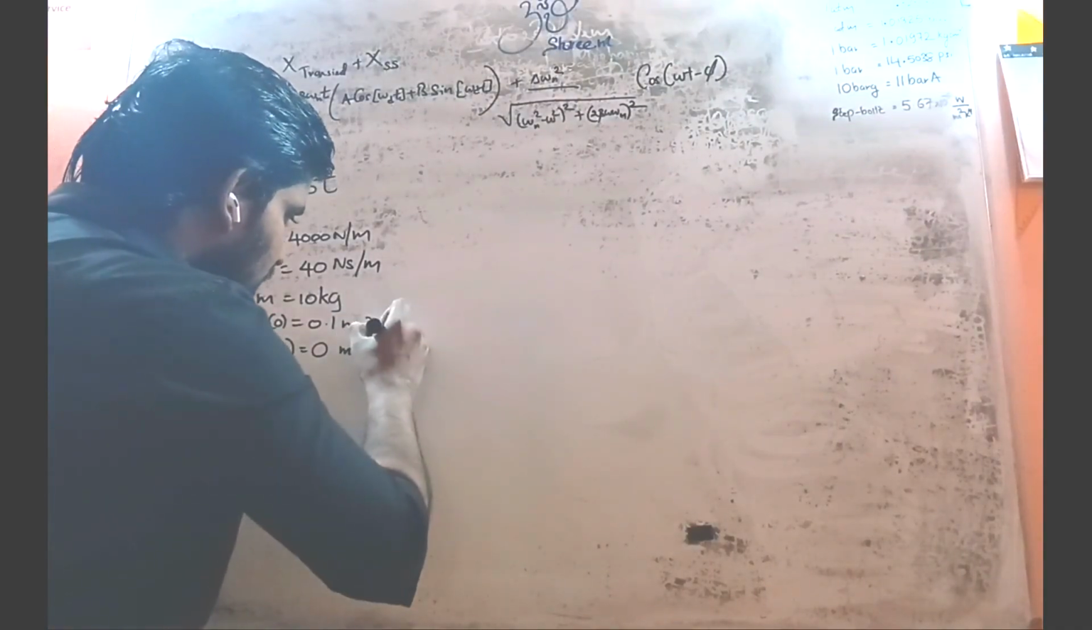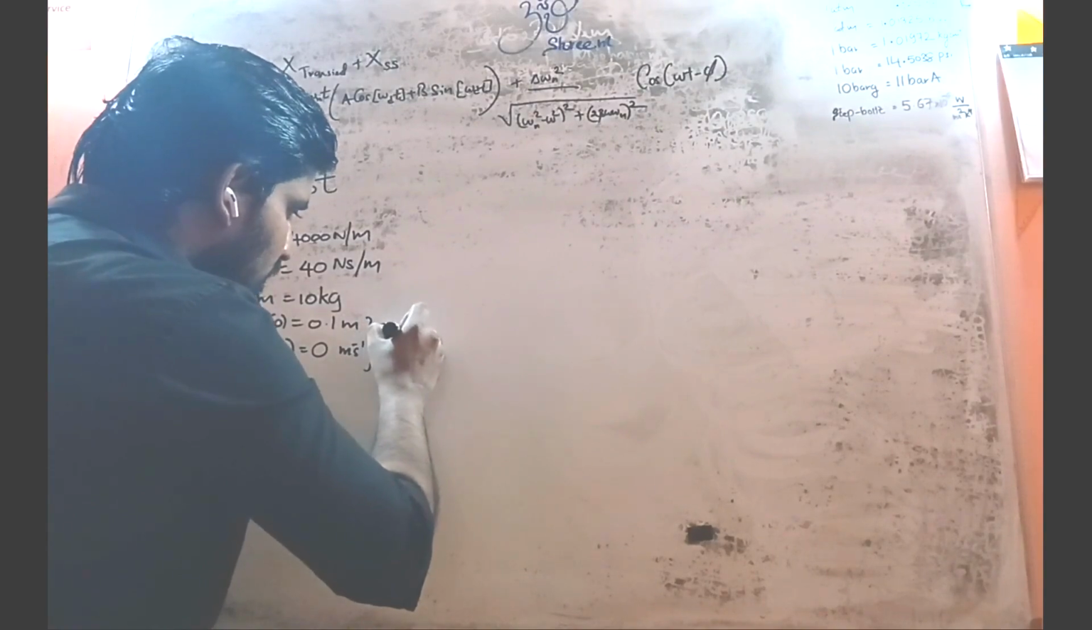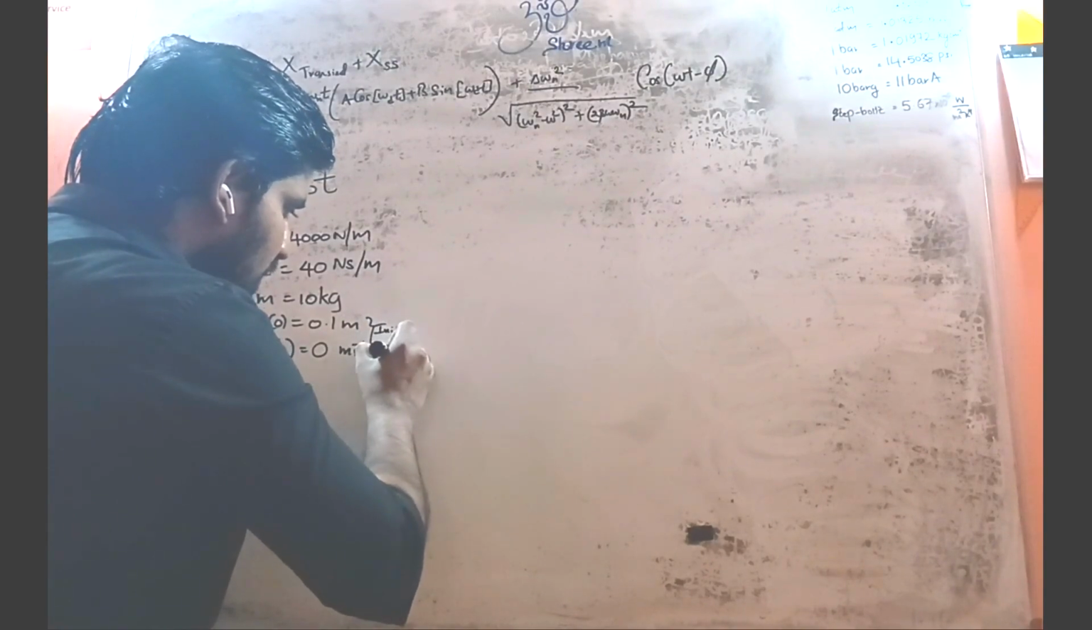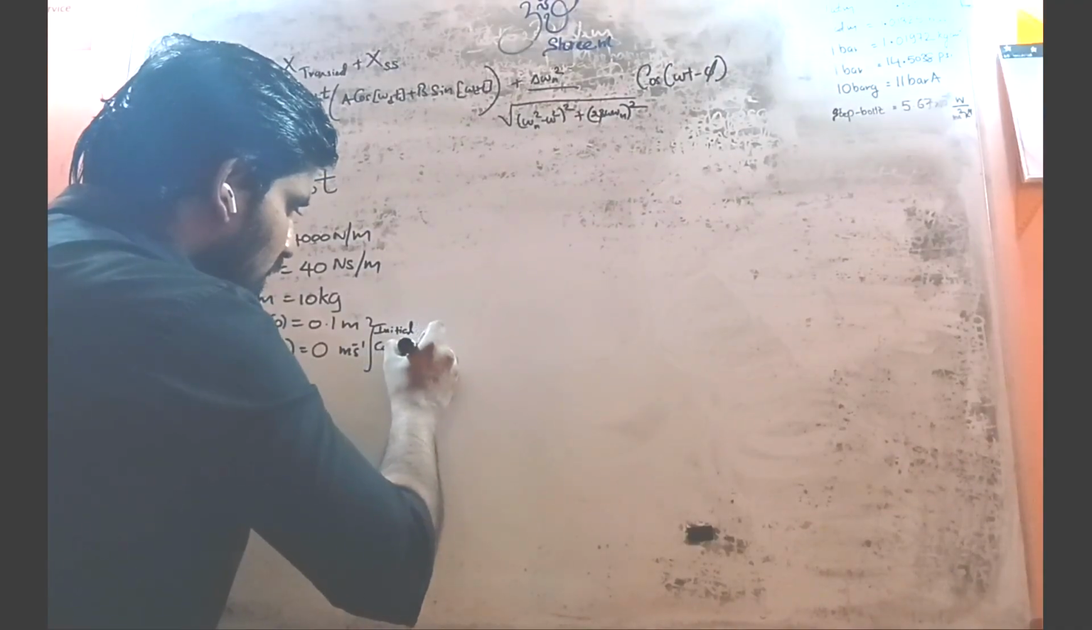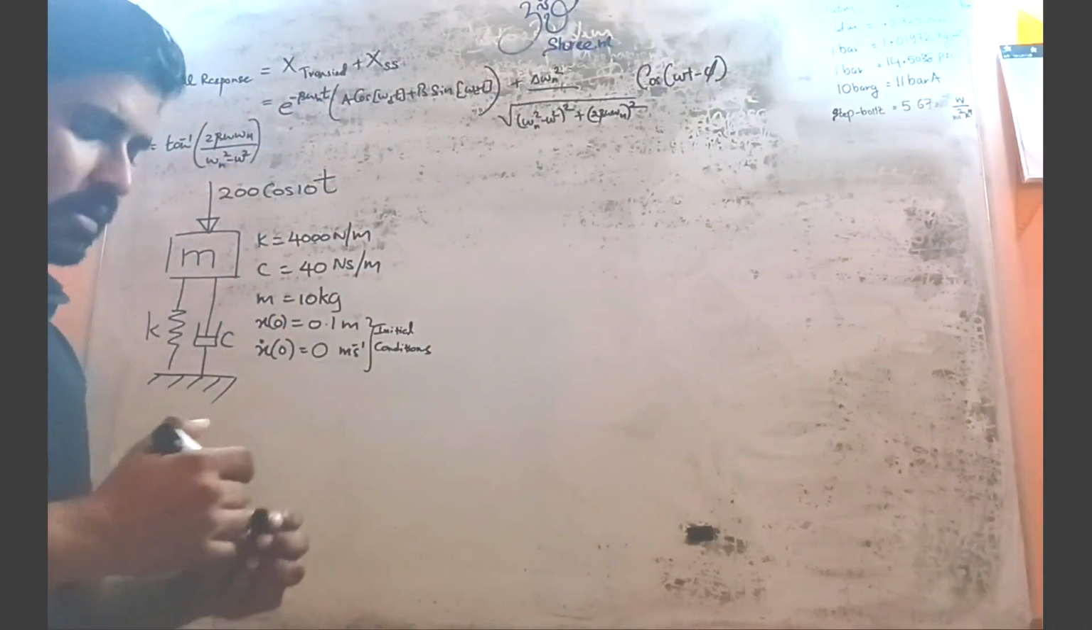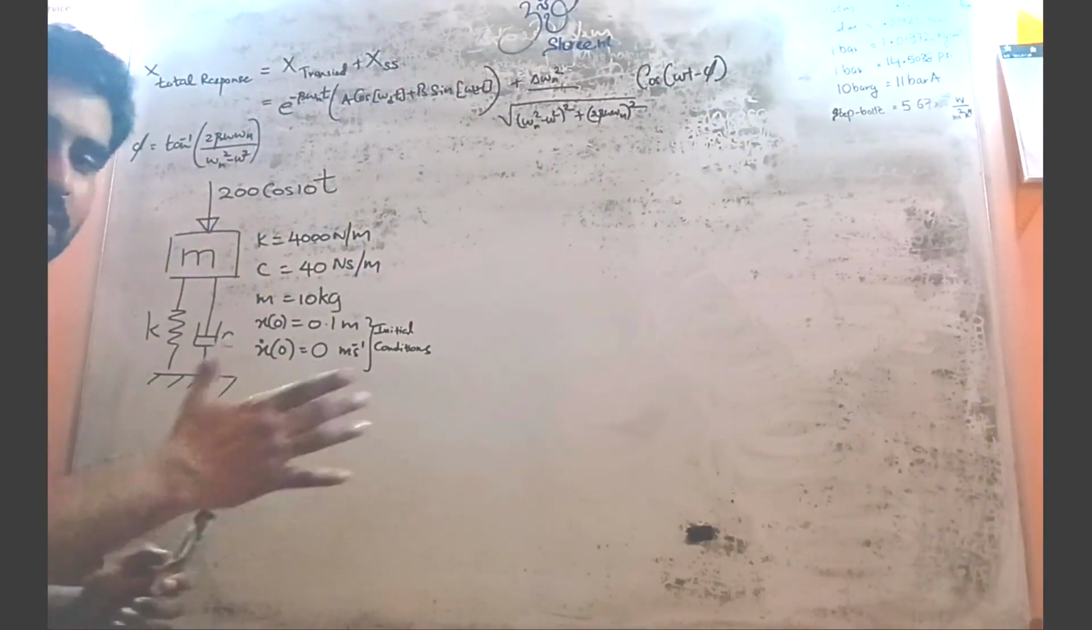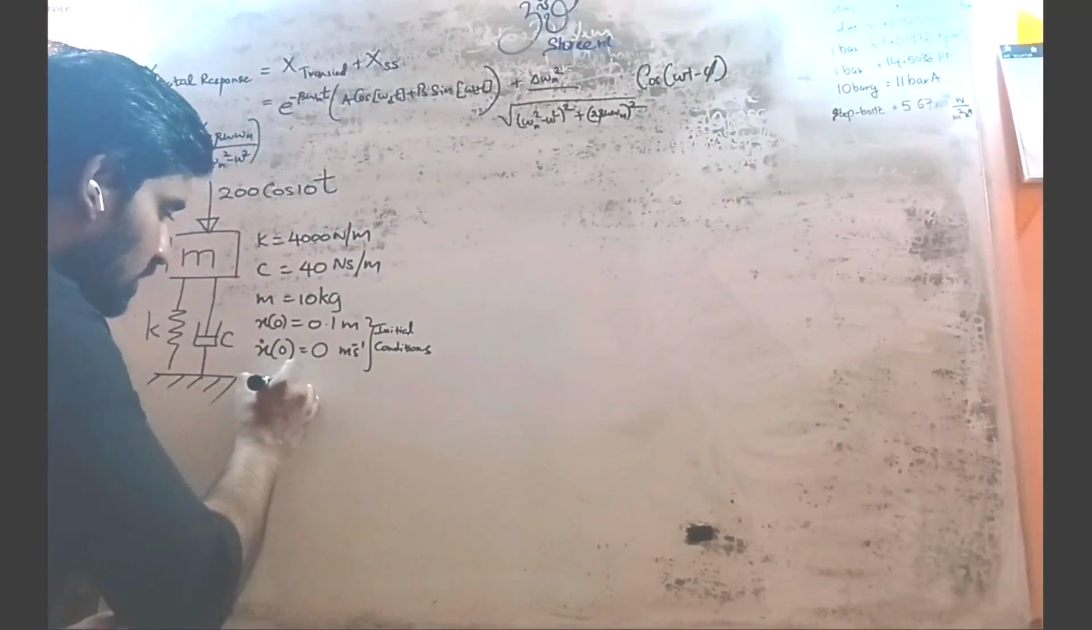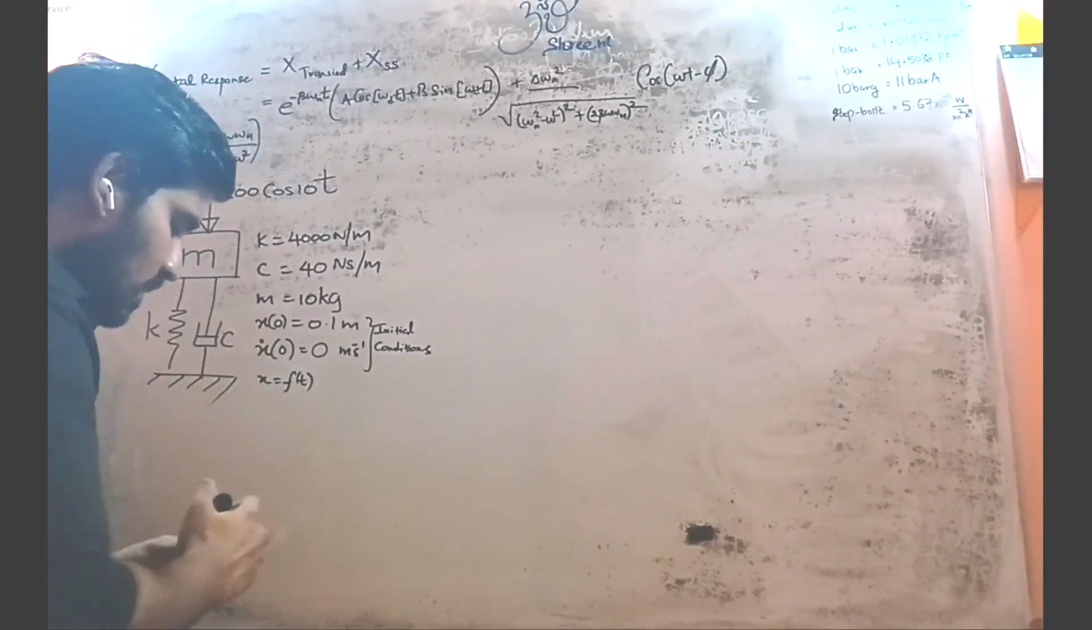We call it initial conditions, right? So initial conditions are also given, right? So what are those? x of 0. Now we know that this x is actually a function of time, right?